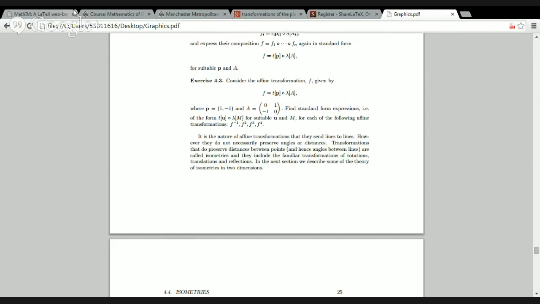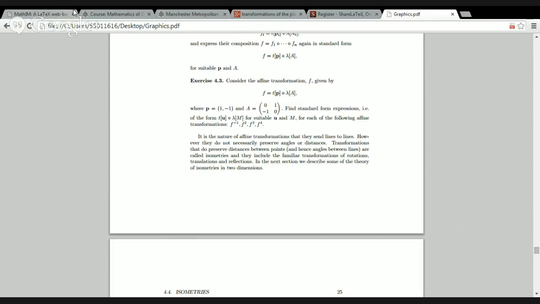But then, since f is an isometry, we know that the distance between the images of s and t is the same as the distance between s and t. That's because f is an isometry. But then you just rewrite these things in terms of x and y.